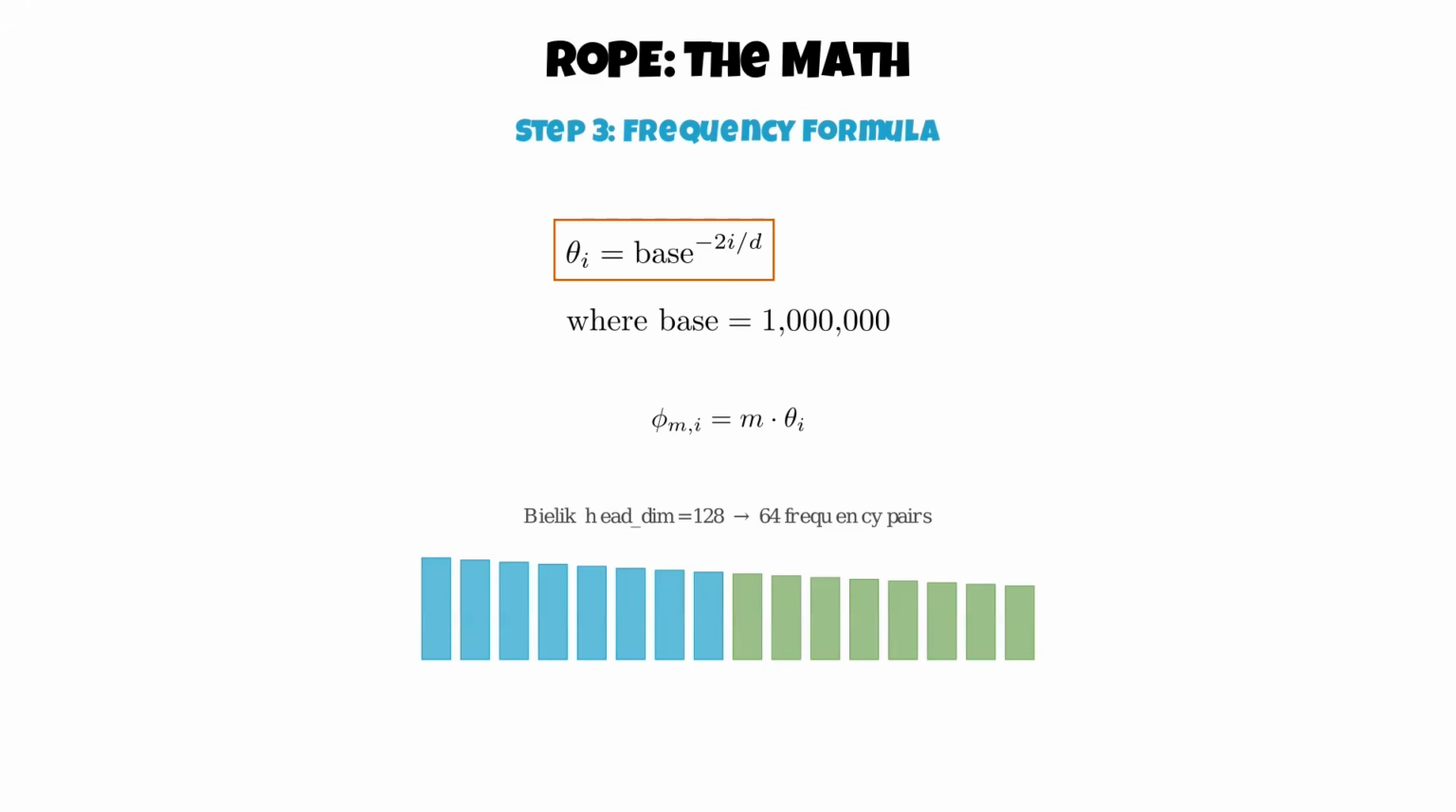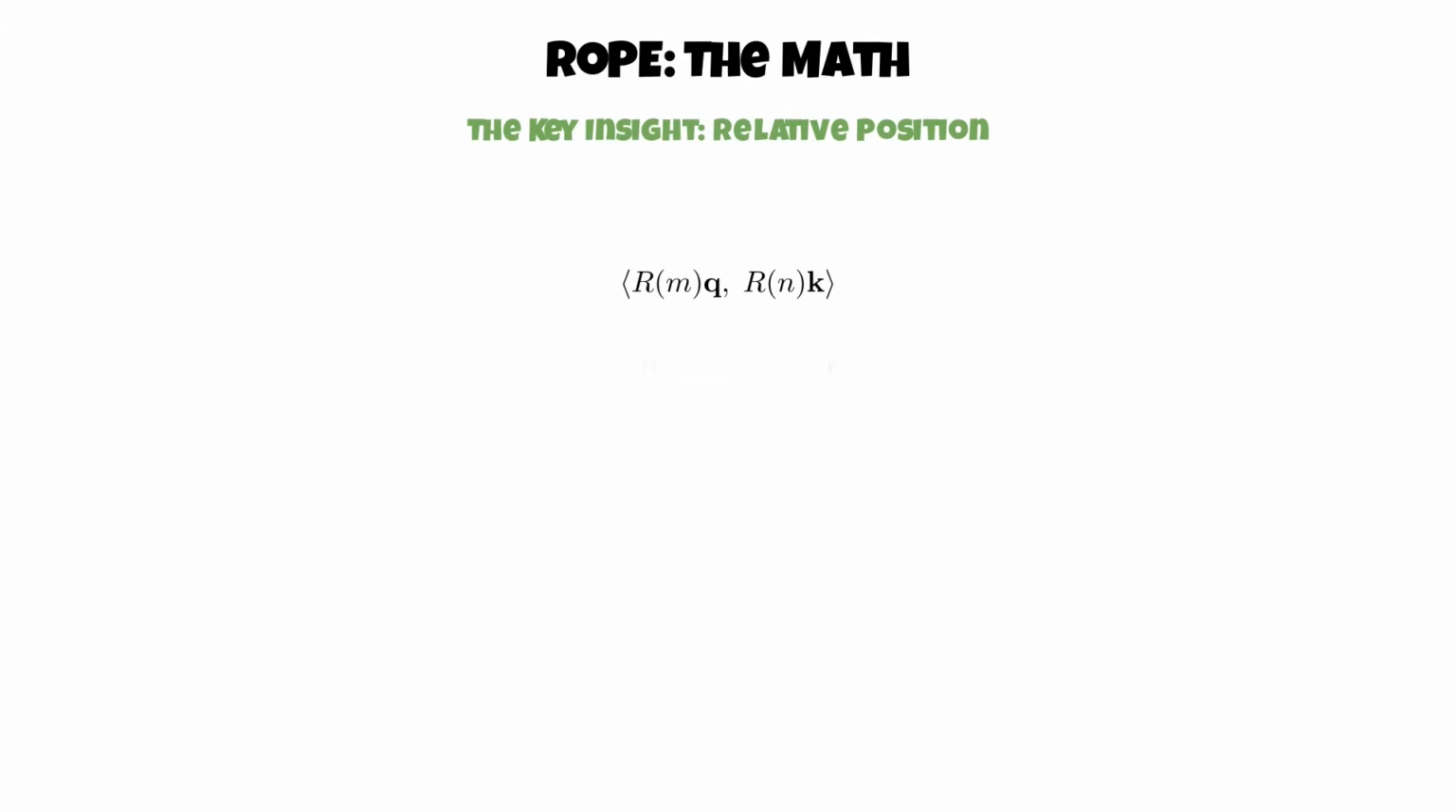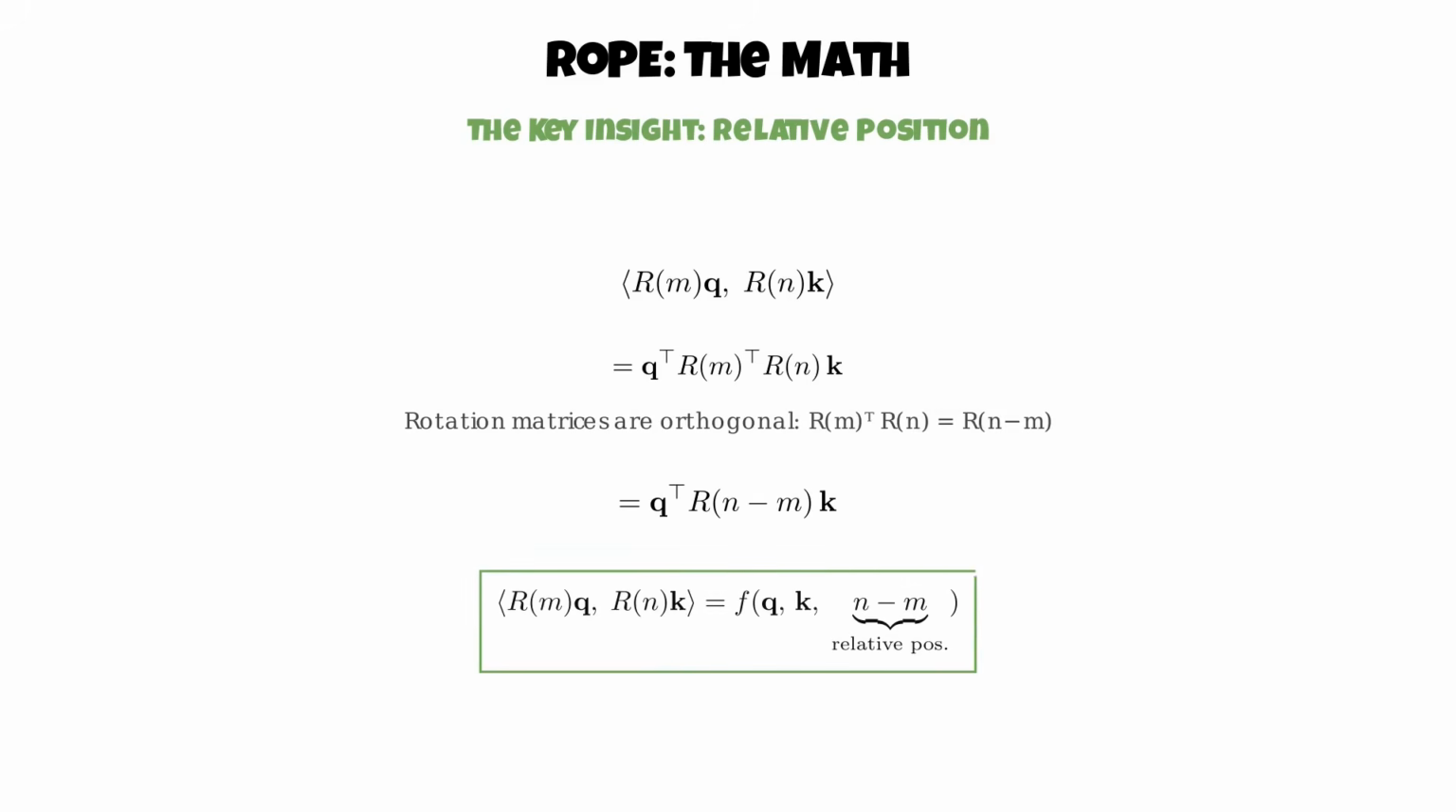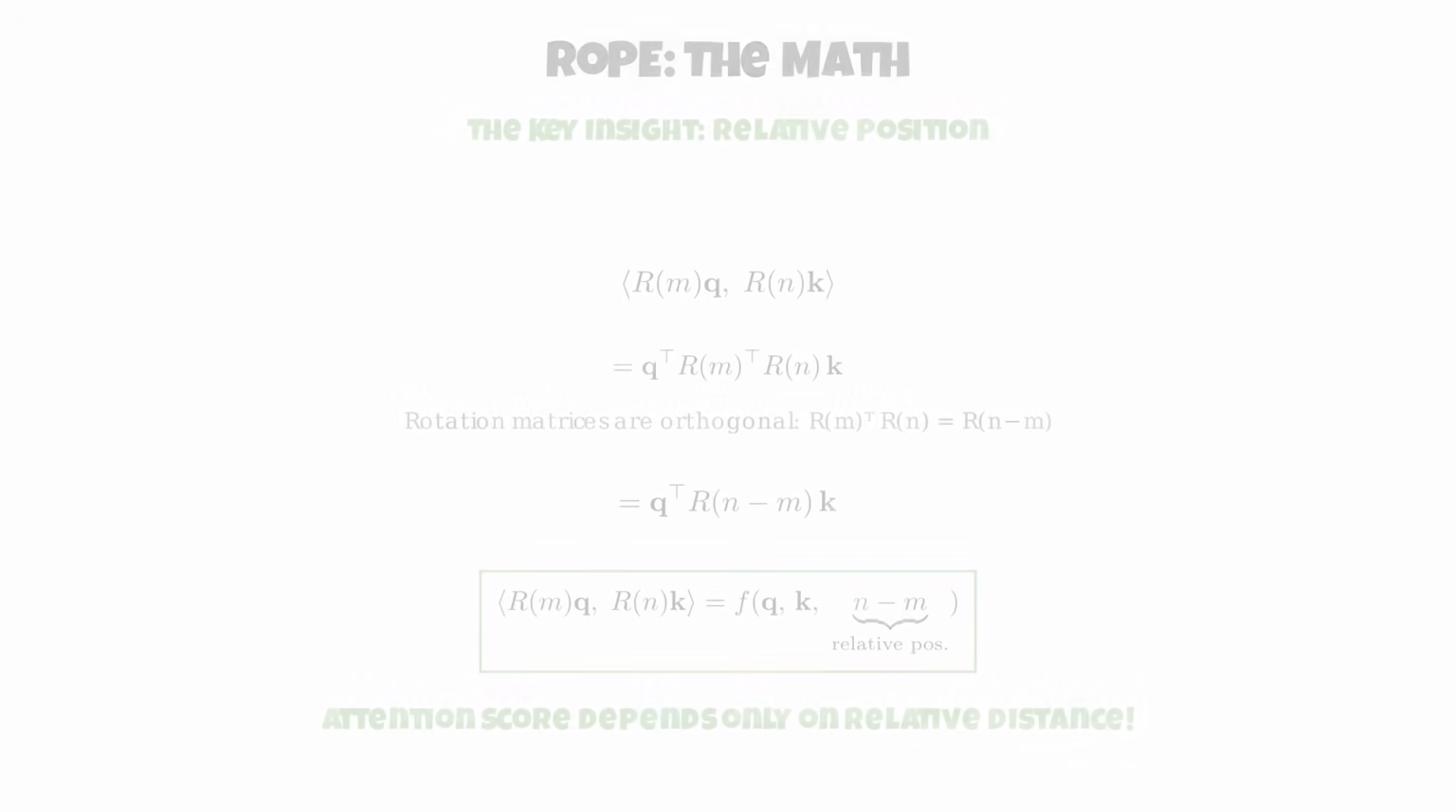When we calculate the attention score, we take the dot product of a rotated query at position m and a rotated key at position n. Because rotation matrices are orthogonal, when we multiply them, the math simplifies beautifully to R of n minus m. The absolute positions m and n completely disappear. The final attention score depends purely on the relative distance between the tokens.